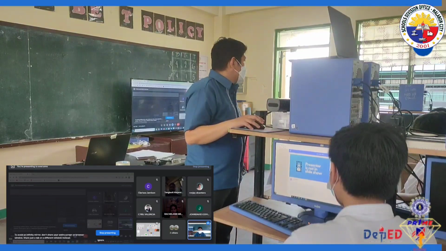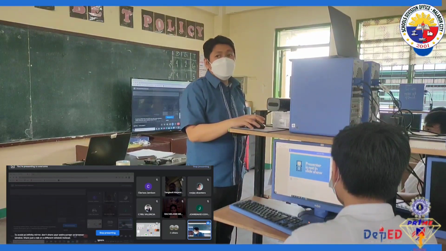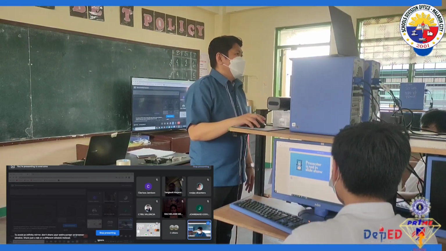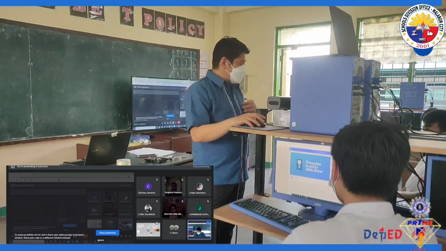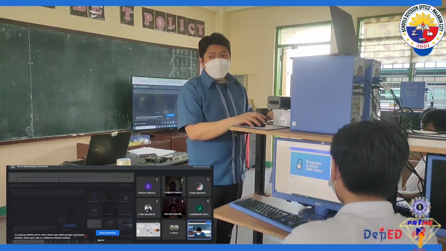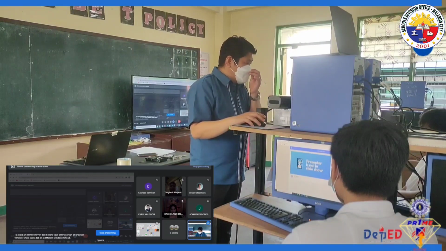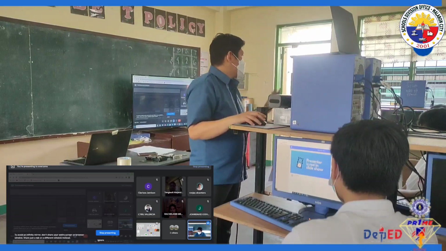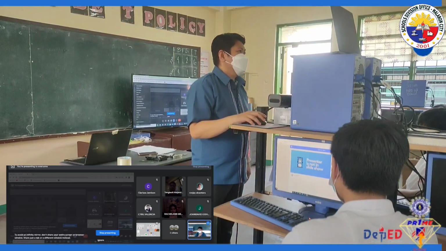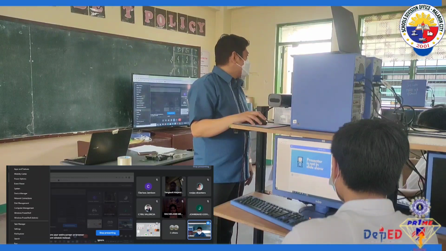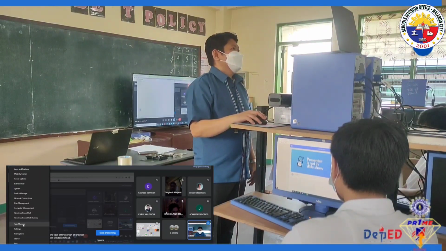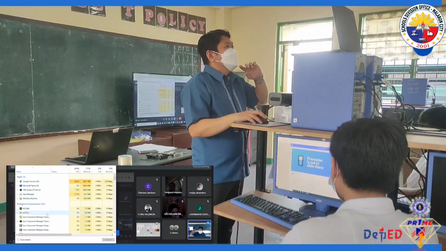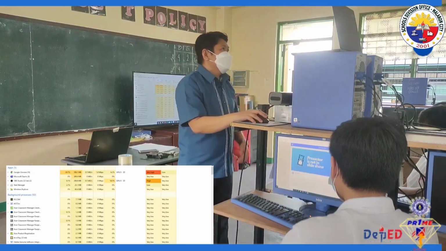Let us now try to use the task manager to check the percentage and usage of the different computer hardware, like the CPU, the hard disk, the GPU, and the RAM. So we need to follow these procedures. Number 1, close all open programs. Then number 2, right-click at the bottom bar, do sa taskbar. Punta tayo dun sa Windows. Okay. Then look for the task manager.